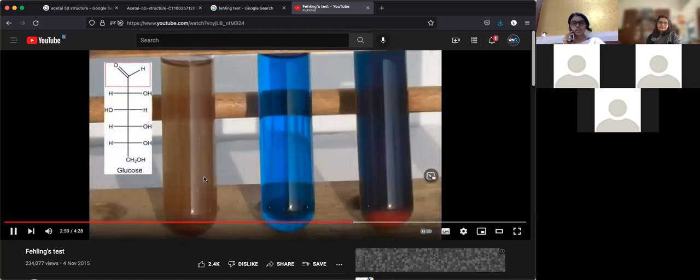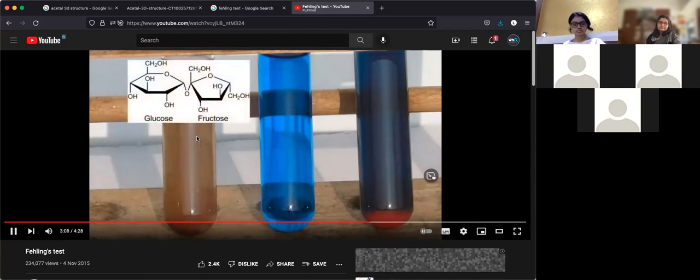Glucose gives a positive result because it has an aldehyde group in its open chain form. That's why this reaction can also be used to test for aldehydes. The sucrose didn't react because the ring of the glucose cannot open due to the glycosidic bond, so it's not a reducing sugar and the result is negative.